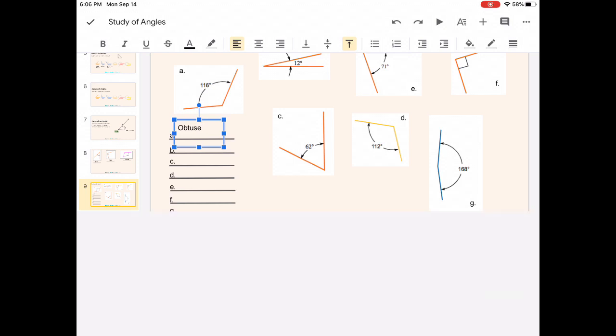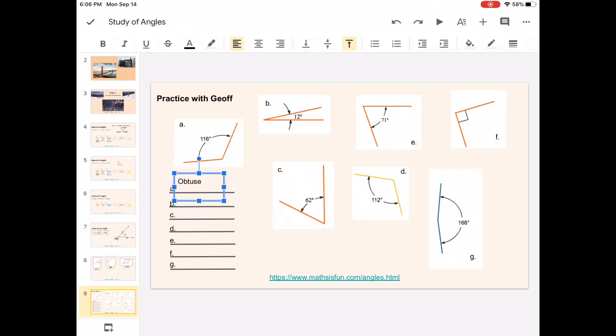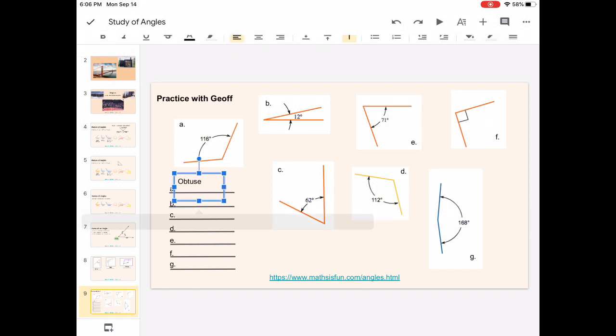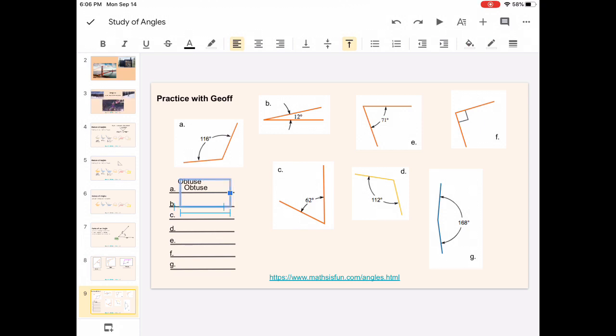All right. How about B? Let's take a look at B. B is a small angle. It's 12 degrees. Is 12 greater than 90 degrees or less than 90 degrees? 12 is less than 90 degrees. That's easy. So we're going to take this here, copy, and paste that right down here.